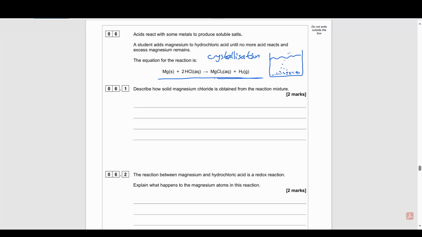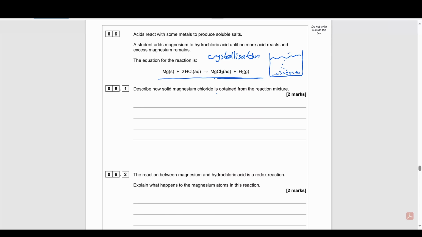And then you heat the mixture using a Bunsen burner in an evaporating basin until all the water has been removed. And then you leave it to cool, and then eventually solid crystals will form. So this is extremely similar. So we just need to describe a little bit what's going to happen.